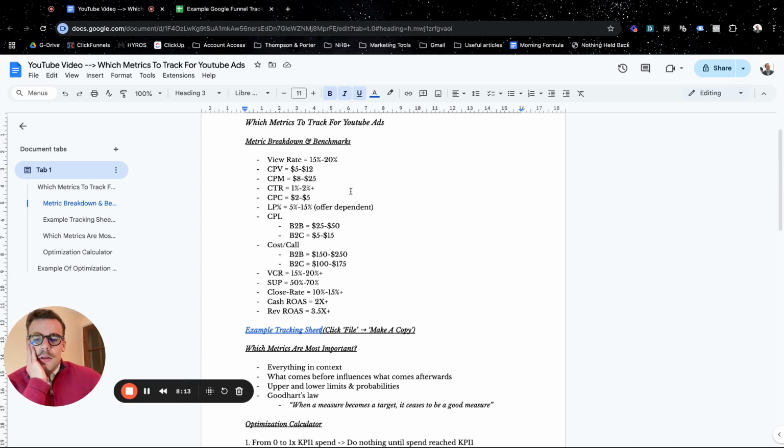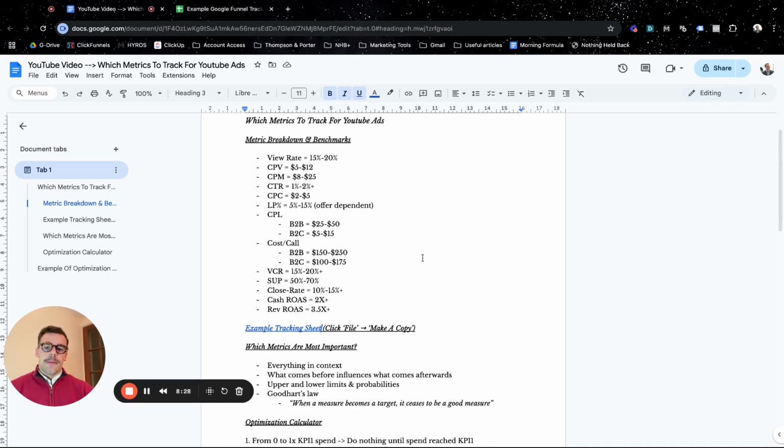CPC, again, depends on the market, depends on the audience, depends on how good your ads are as well, but between $2 and $5 is probably where you want to be. Again, I've seen it be much lower. Obviously, sometimes when it gets to be like 50 cents or something, there's potentially an issue with quality, so I'd keep an eye on that.